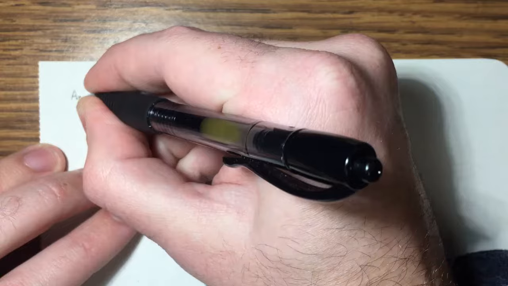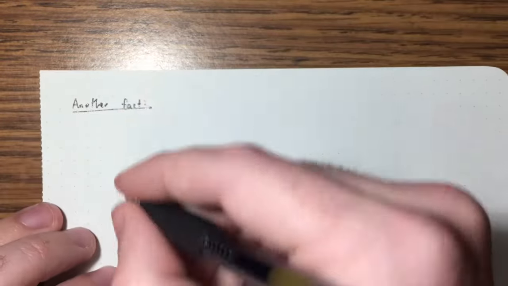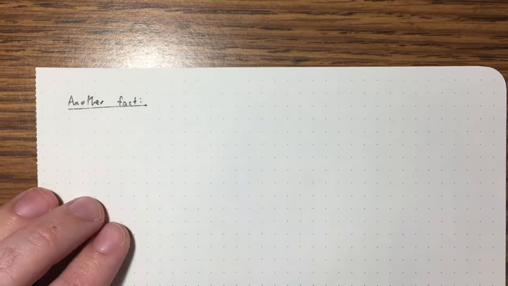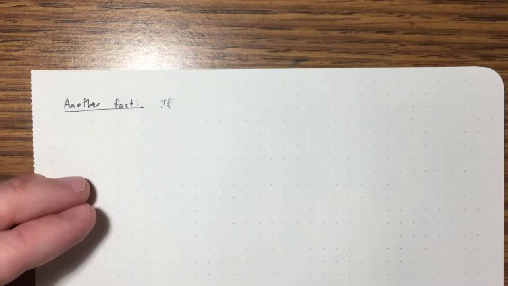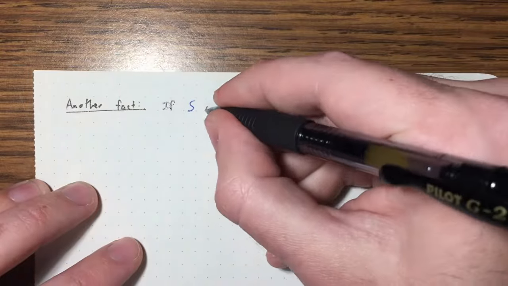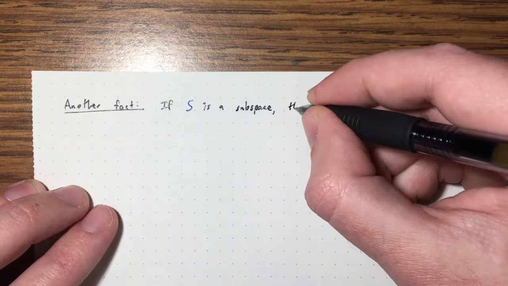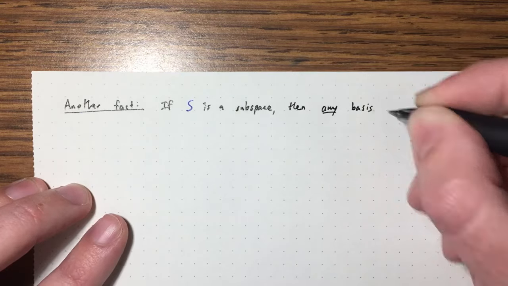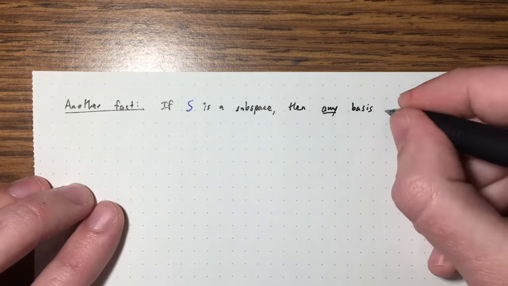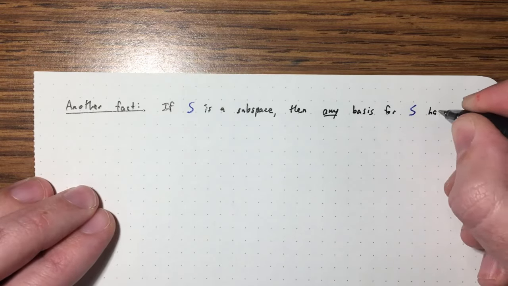One more important fact about a basis, so here's another fact. I won't prove this fact because it's not supposed to be a proofs class really, but it'd be good to think through this on your own. Why is this true, what I'm about to write? So if S is a subspace, then here's the fact. Any basis for S, remember we can have many different bases, is actually going to have the same number of vectors in it.